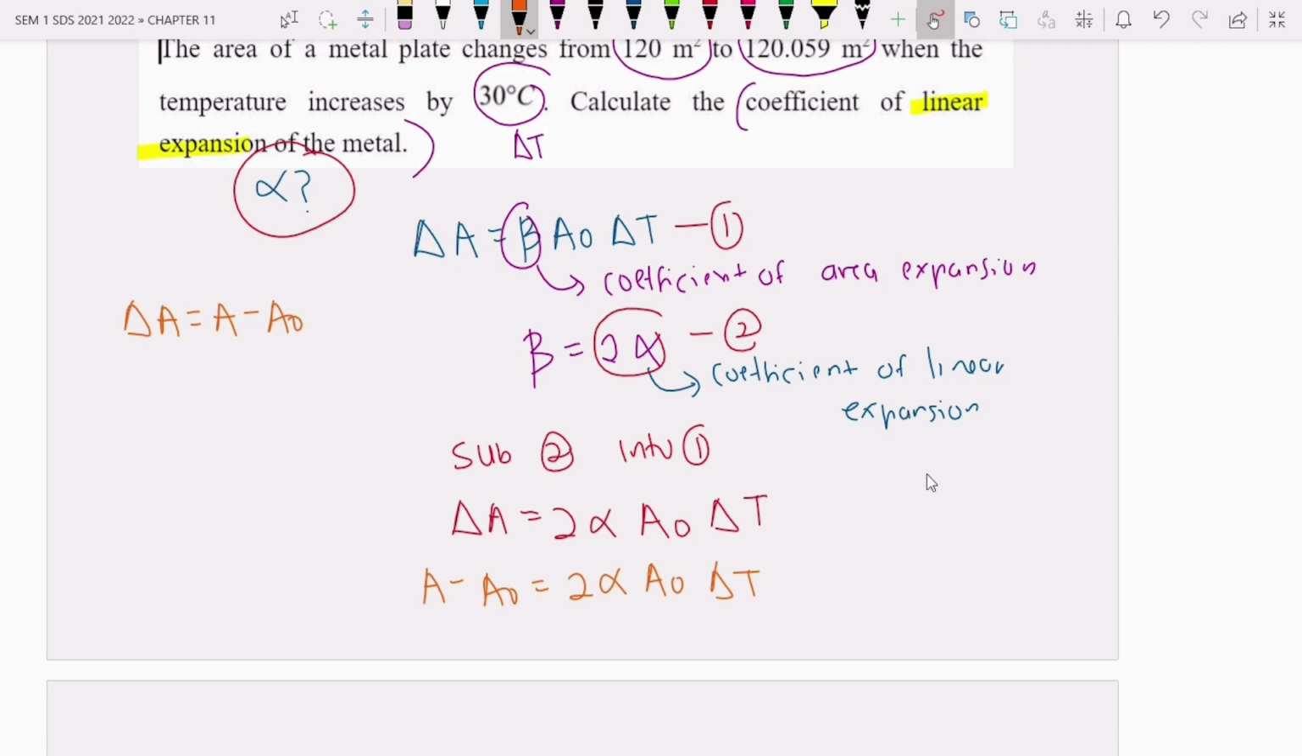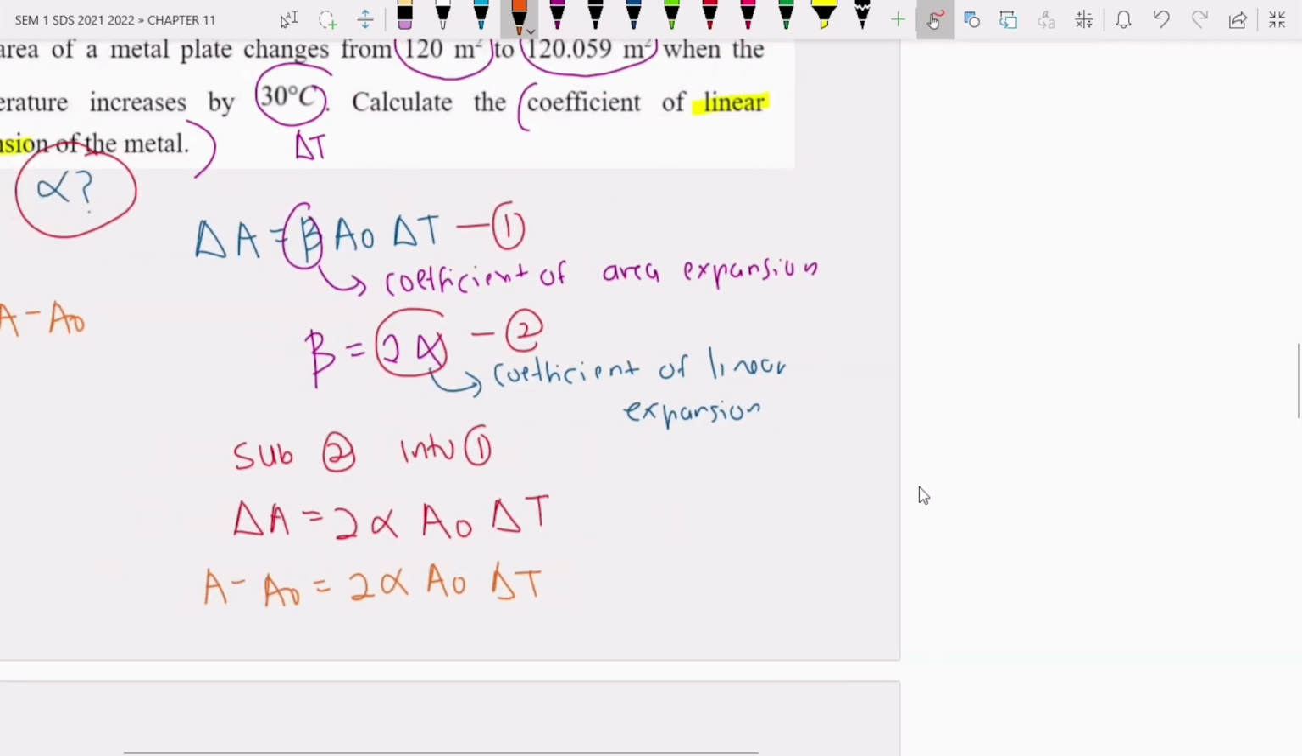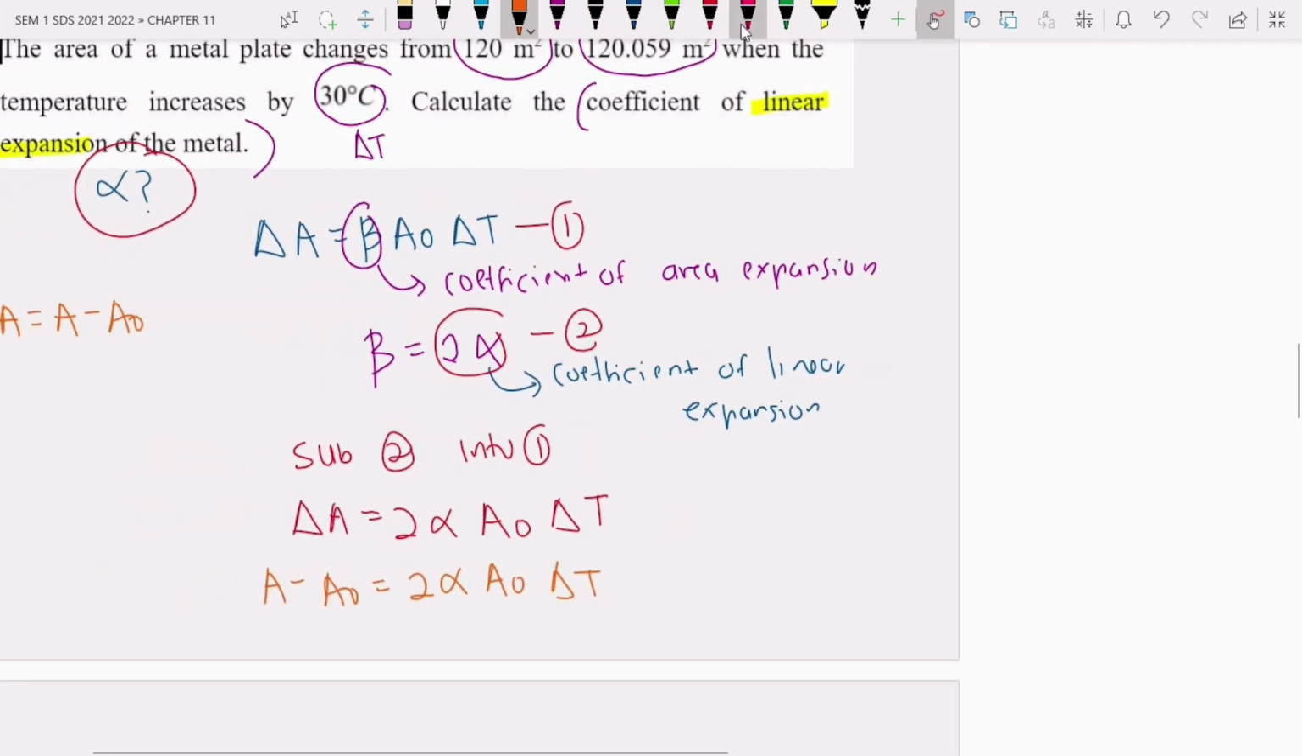So I'm going to rearrange this equation until I get the coefficient of linear expansion as the subject. When I rearrange, I will get the change in area divided by 2 times the initial area times the change in temperature. So put all the information you have.